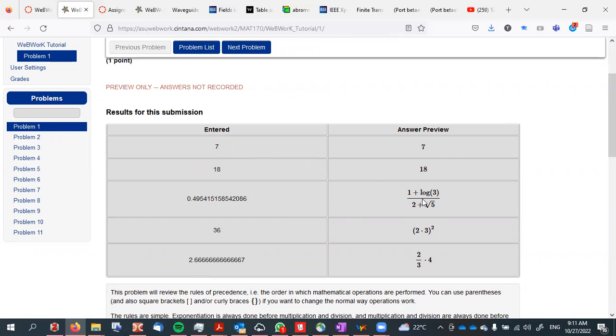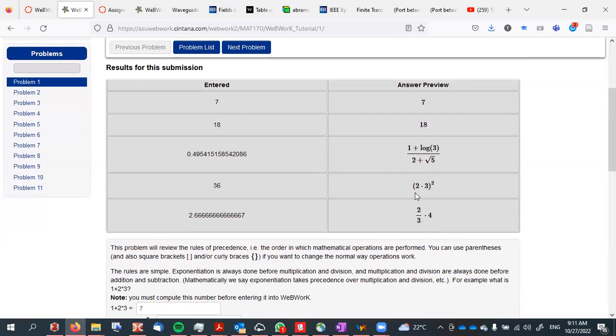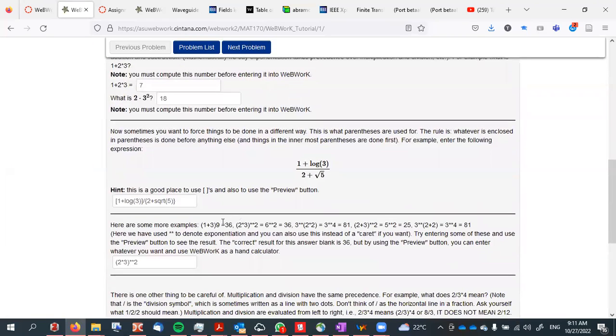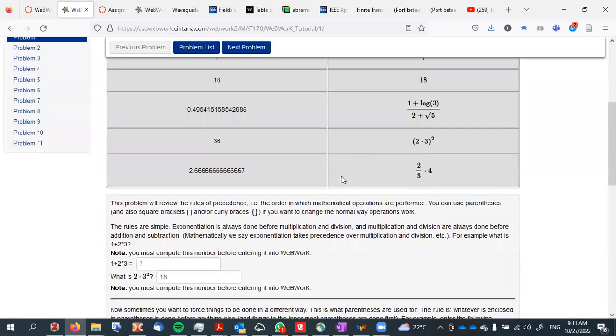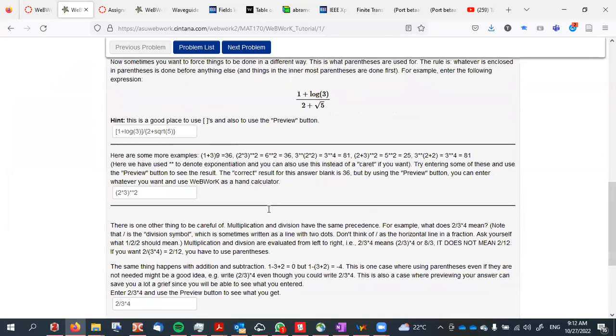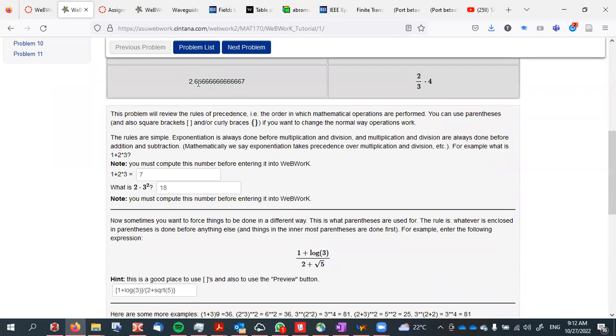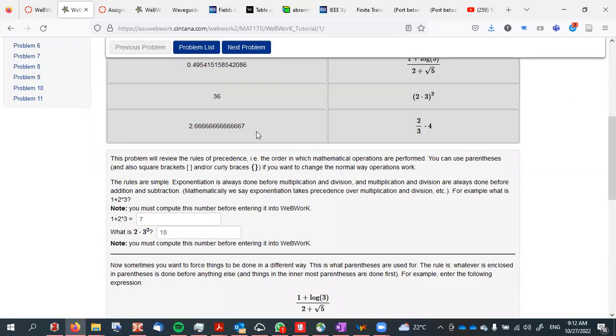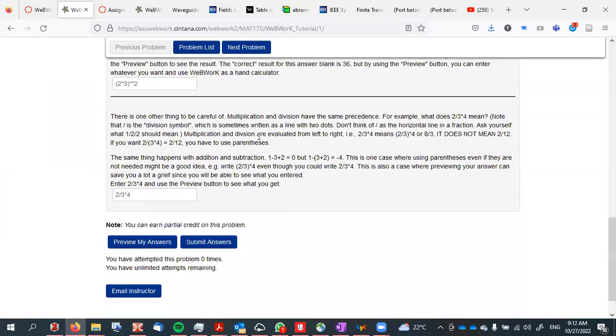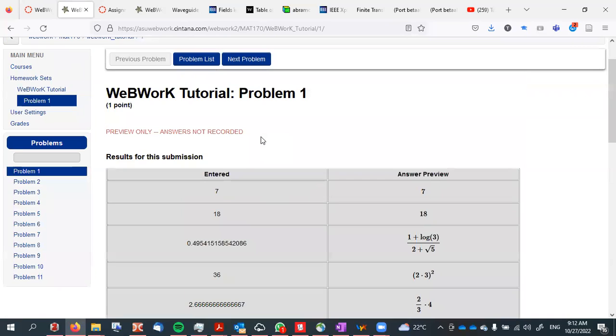Here is the expression that we entered. It was interpreted right, because it's written in mathematical expression as numerator and denominator, as we expect. There is 2 multiplied by 3 to the power 2, 36 to 2, 36. The last one is 2 over 3 multiplied by 4. This is the interpretation of this one, which is 8 over 3, which is decimally 2.666. Okay, and this goes for the rest of the problems.